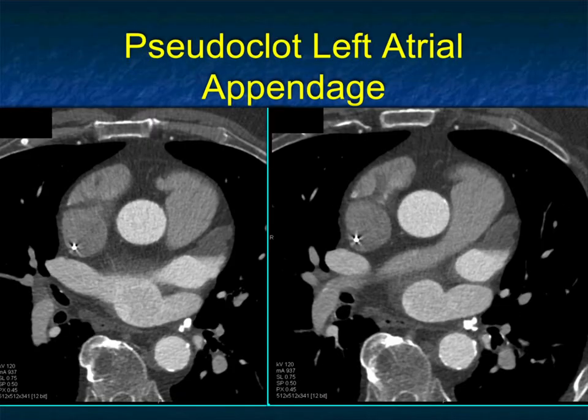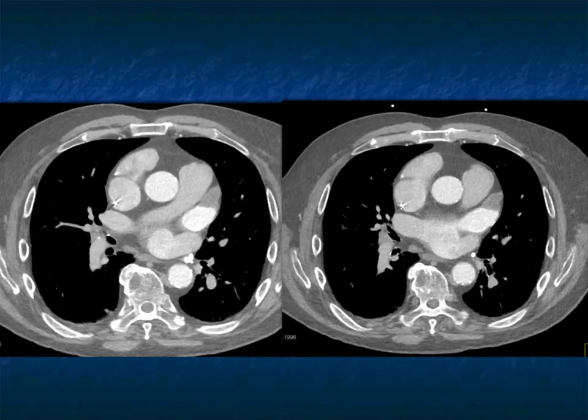What about this case? You see there looks like a defect in the patient's left atrial appendage, but you see the fluid level. When I see a fluid level, you've got to be thinking there's something else going on. And in this case, it's the typical appearance of a pseudoclot in the left atrial appendage. A very, very nice example.